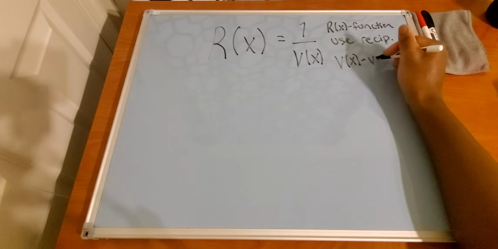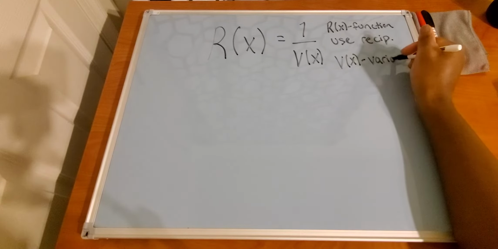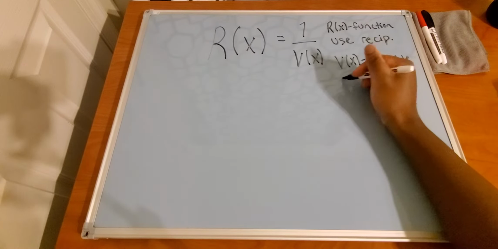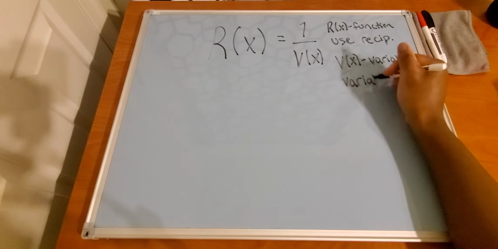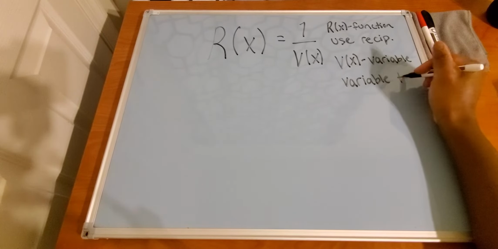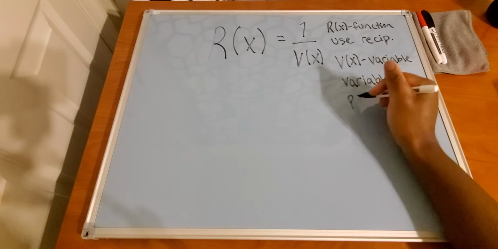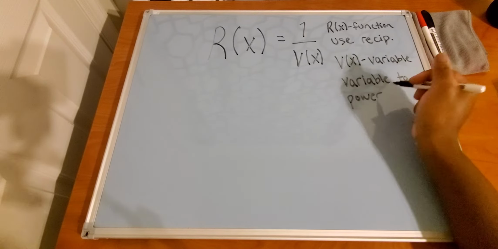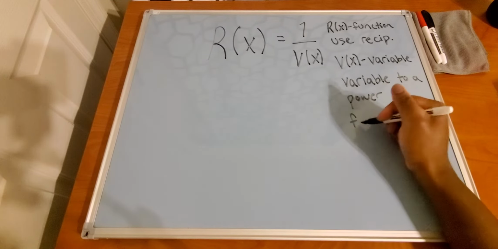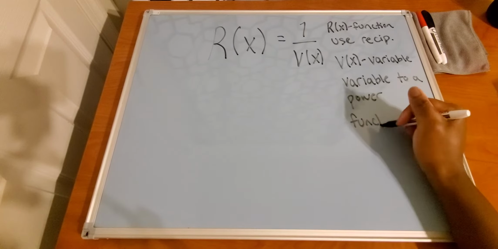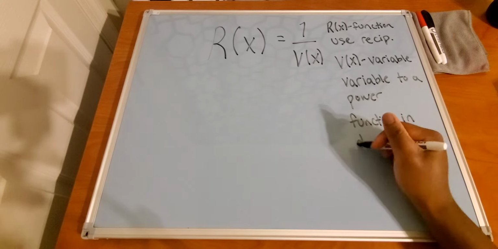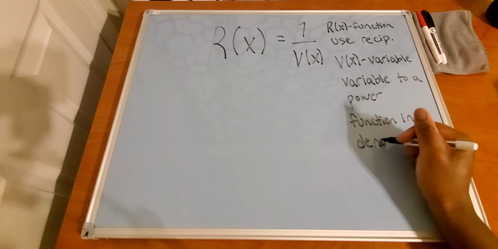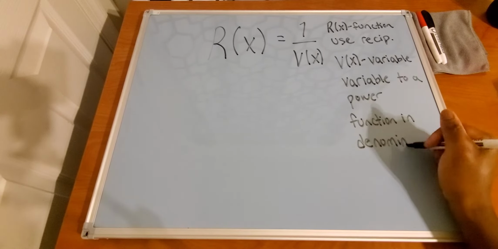It can either just be a variable. It can be a variable to a power of any given number. So a variable to a power. Or it can be a function in the denominator. Depends on the type of question. So it has 3 different definitions. Depends on context.